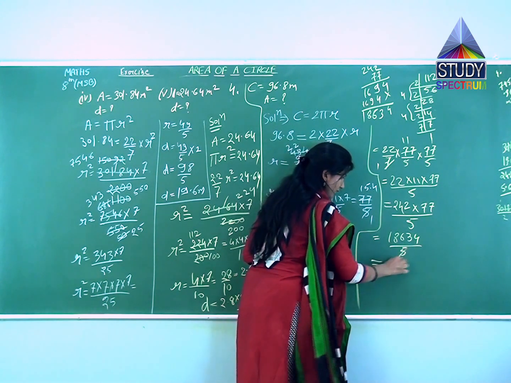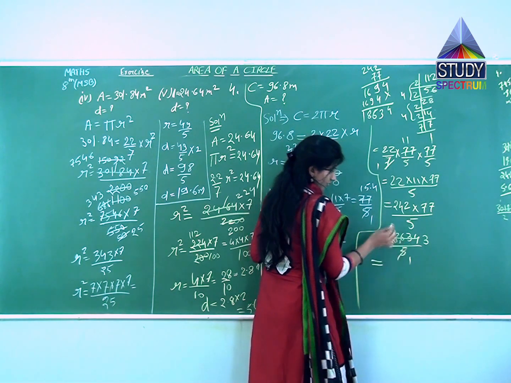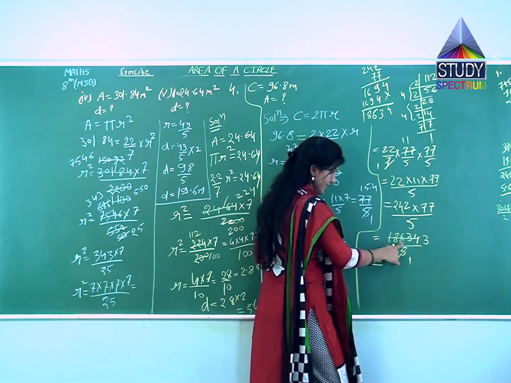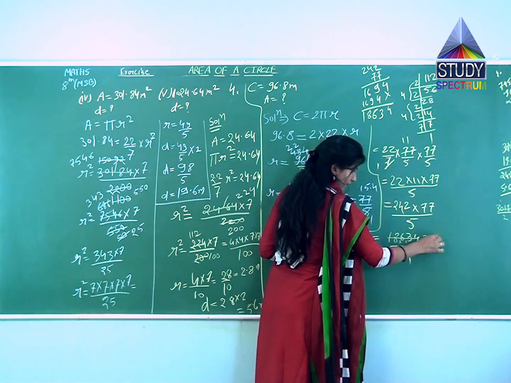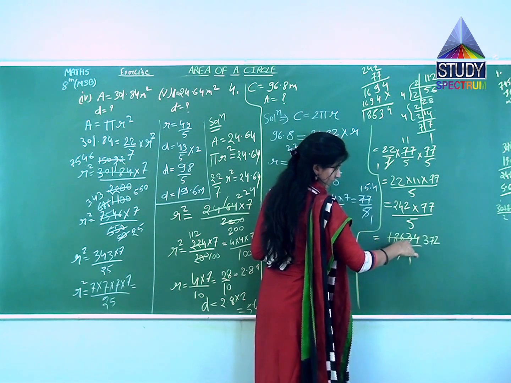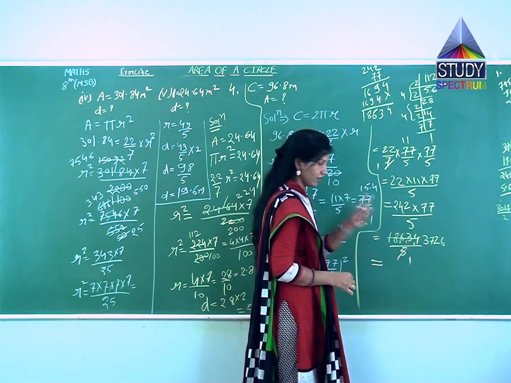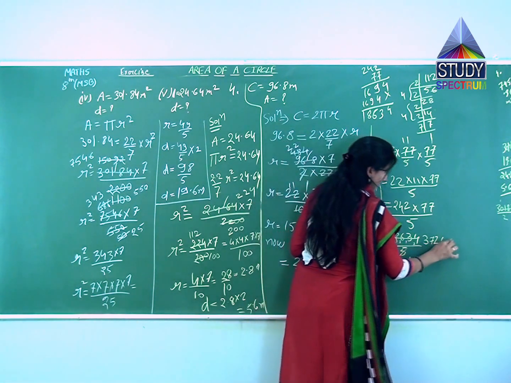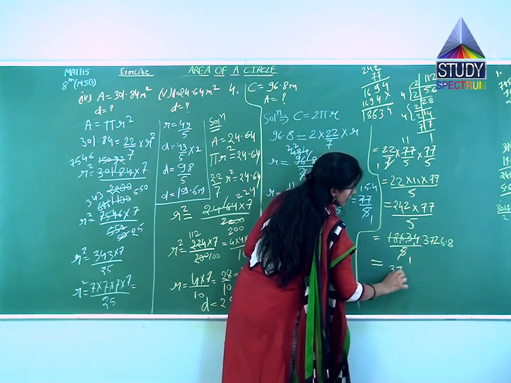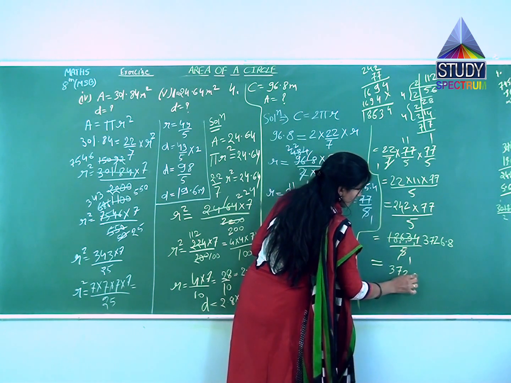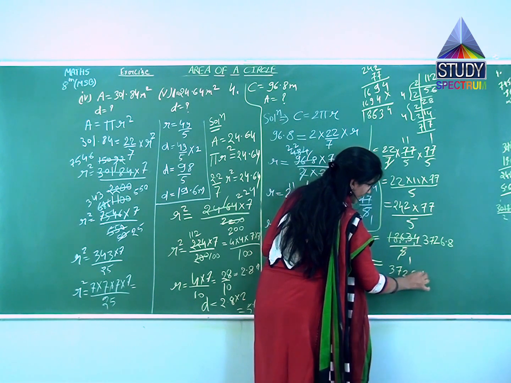5 ones are 5. 5 threes are 15. 3 remainder, this becomes 36. 5 sevens are 35. 1 remainder. 5 twos are 10. 3 remainder. 5 sixes are 30. 4 remainder. And 5 eights are 40. So the answer will be 3726.8.